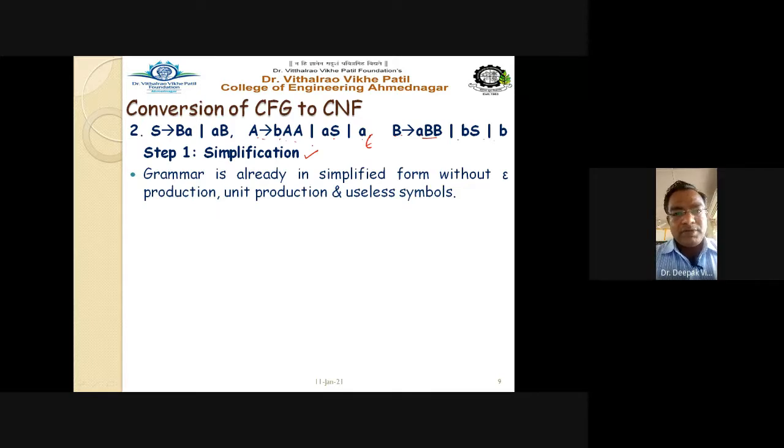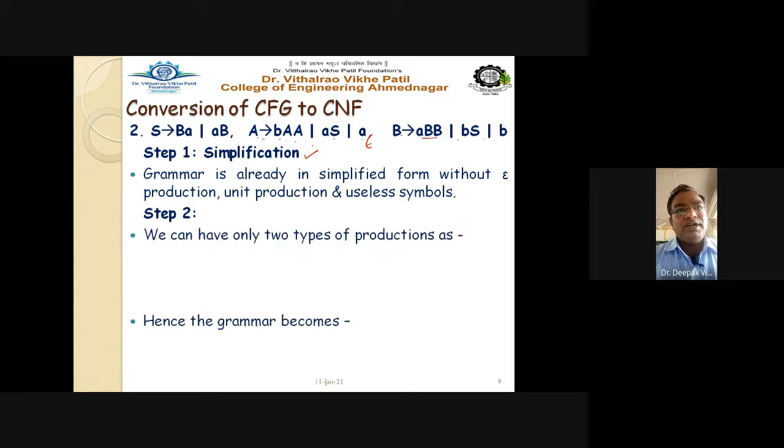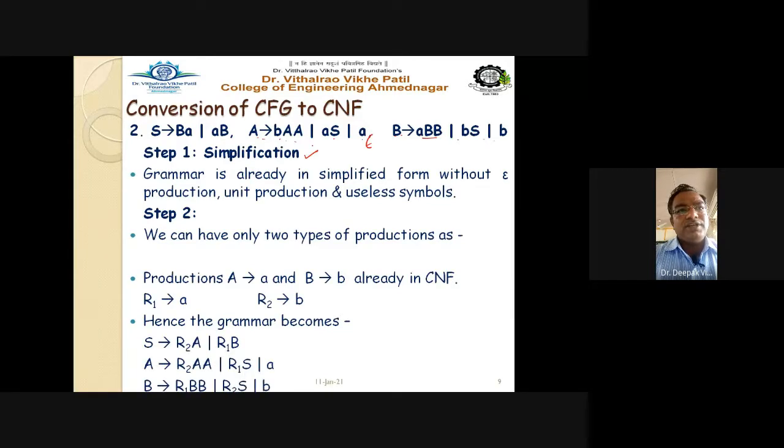So in the second step, now convert the grammar into the Chomsky normal form. Only two types of production rules are allowed. Which are the two rules? That is nothing but A gives BC, and A gives a. So see here, now the productions A gives a, that is this one, capital A gives small a, and capital B gives small b. So these are already in CNF. So I can introduce two new non-terminals here. R1 produces small a, R2 produces small b. So write down the above given grammar again.